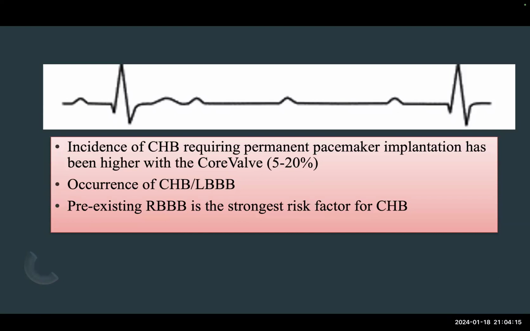And what is the strongest predictor of complete heart block for a TAVR patient? The answer is right bundle branch block, because the patient may develop left bundle branch block because of the pressure of the balloon or the pressure of the frame of the TAVR stent. This pressure causes left bundle branch block, and sitting in the right bundle branch will cause trouble.